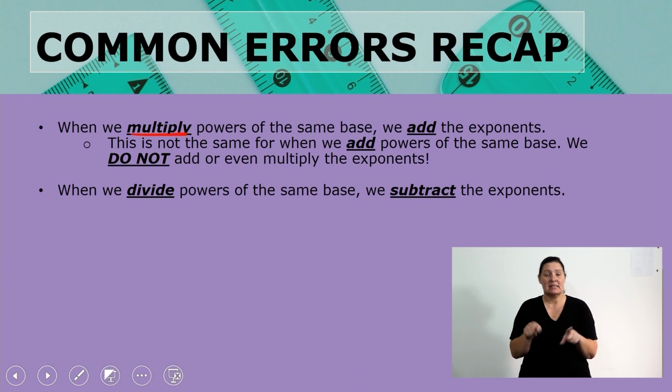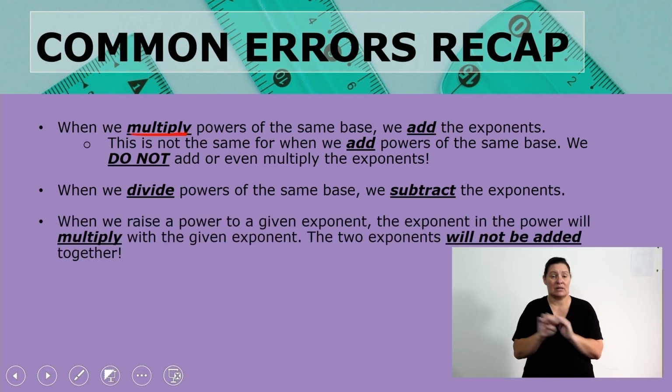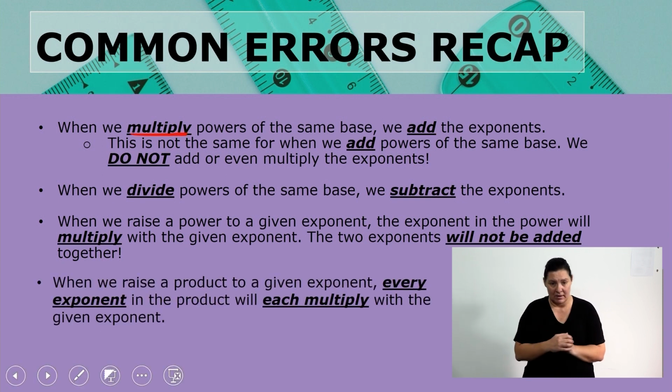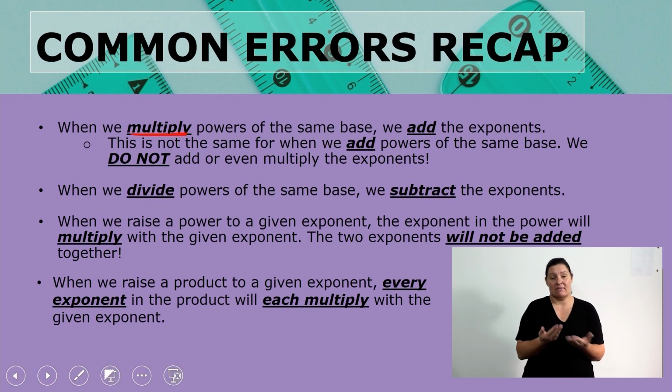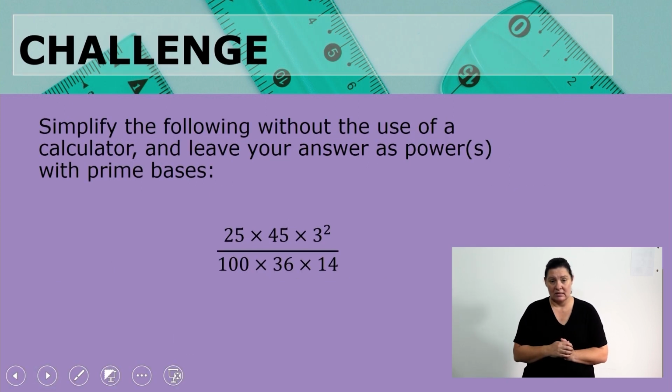When we divide powers of the same base, we subtract the exponents. When we raise a power to a given exponent, the exponent in the power will multiply with the given exponent. The two exponents will not be added together. This is very important to remember when we are working with exponents. And lastly, when we raise a product to a given exponent, every exponent in the product will each multiply with the given exponent. Let's end our lesson with a nice challenge.